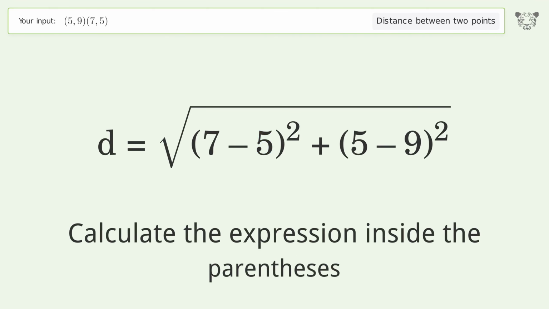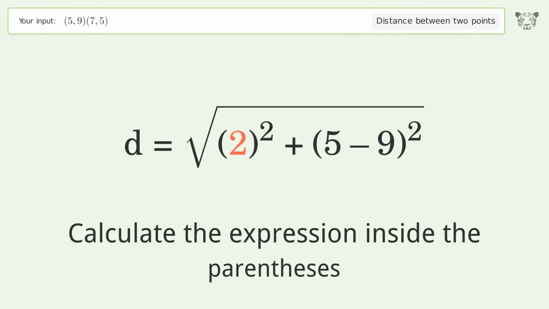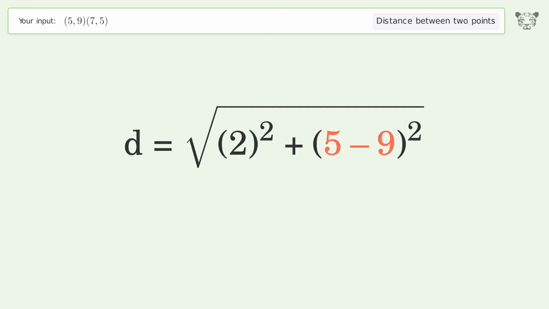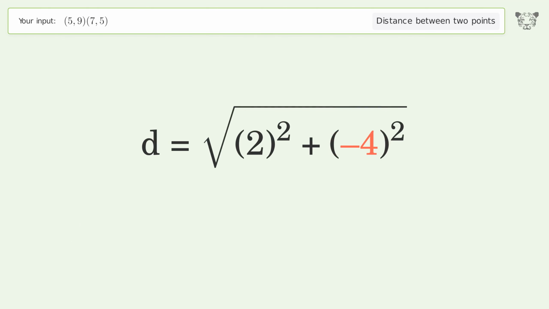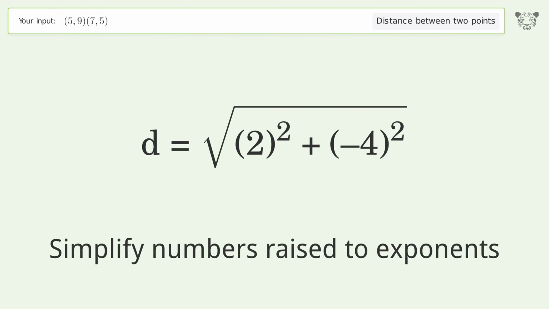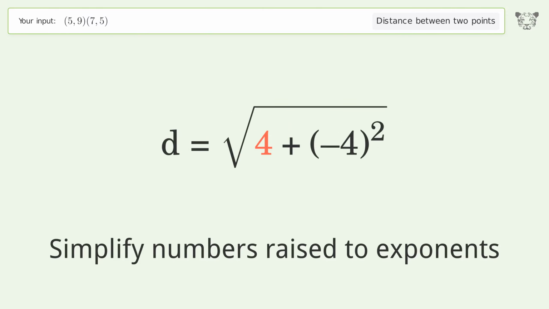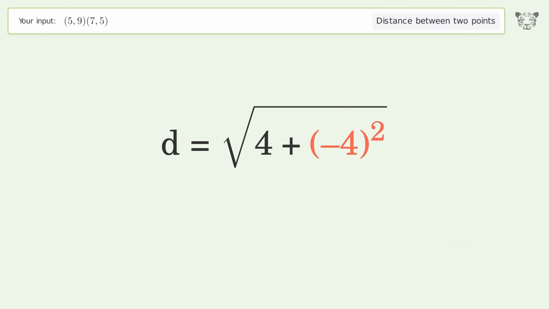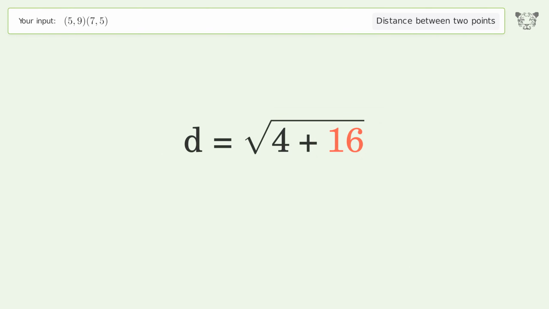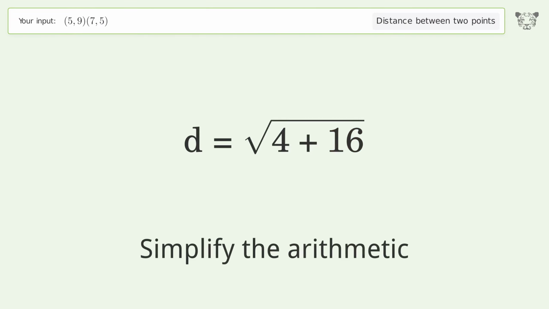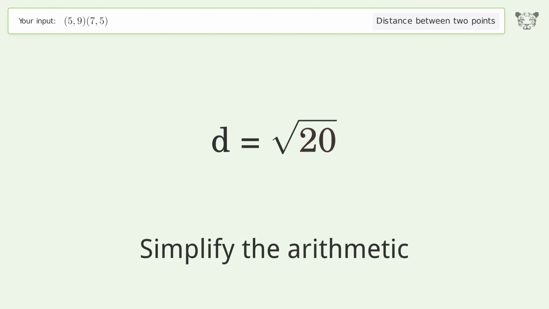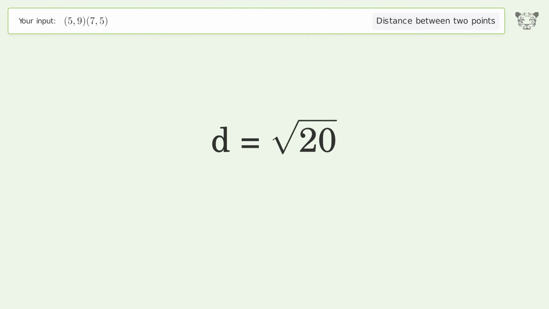Calculate the expression inside the parentheses. Simplify numbers raised to exponents. Simplify the arithmetic. And so the distance between the 2 points is the square root of 20, or 4.472.